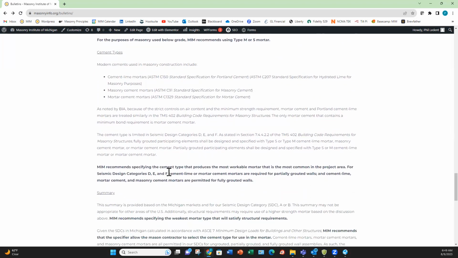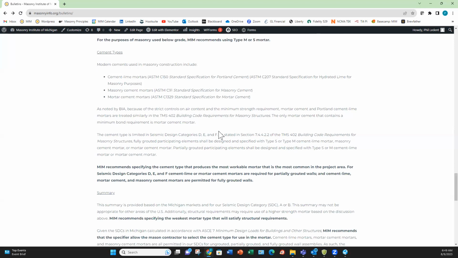So our cement types are limited in seismic design categories D, E, and F. Masonry cement is allowed in those seismic design categories for fully grouted participating elements if we have type S or M mortars. Partially grouted participating elements. So participating elements, again, has a specific definition in our TMS 402. Essentially means shear walls or anything that's part of our lateral force resisting system. But if we have partially grouted participating elements, we are not permitted to use masonry cement mortar in these higher seismic design categories.